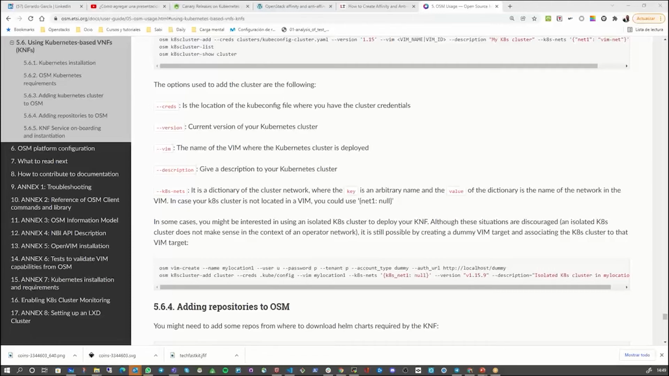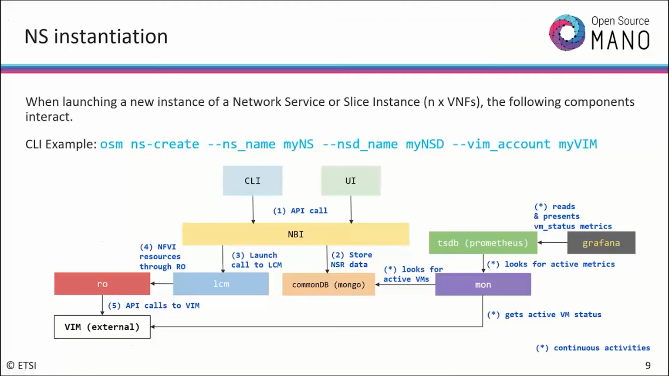Was that answering your question, Dimitris? I hope so. Yeah. How does the VNF record get updated in Mongo during a scaling procedure? Well, it's a good question. Too complex probably for this session, right?